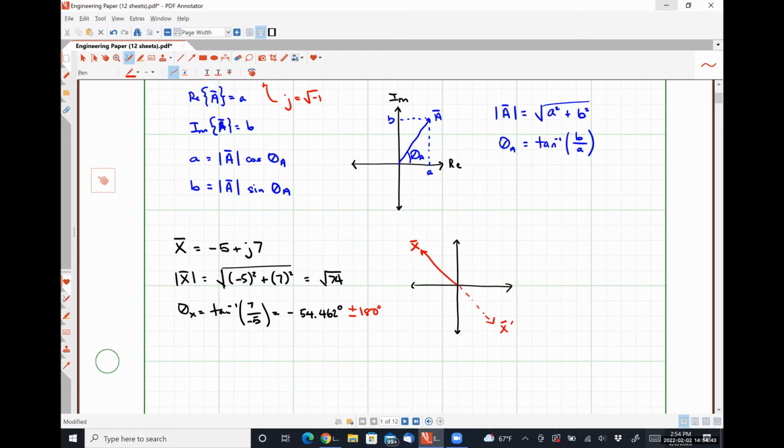If you have a Casio 991, once you have -5 plus J7 typed in, you literally press the options button, and it'll bring up the menu that will allow you to switch from a rectangular form complex number to a polar form. Let's borrow your calculator real quick to tell you what button. Scroll down 1 and then press 1.